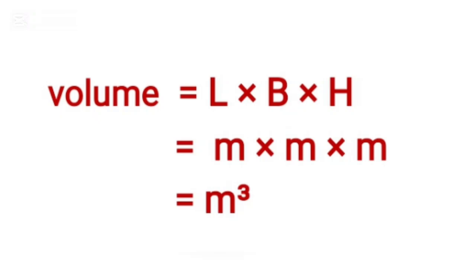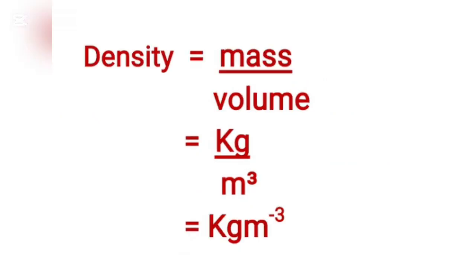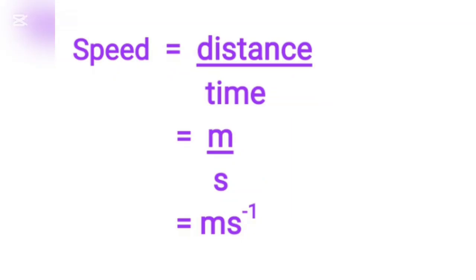Then we have volume. Volume is length times breadth times height, and that will give us meter times meter times meter, which will give us meter cube. Then we have density. Density is equal to mass over volume. Mass is measured in kilogram and volume is measured in meter cube. Putting that together, we have kilogram per meter cube as our derived unit for density. Then let's take speed. Speed is equal to distance over time. Distance is measured in meters, time is measured in seconds, and that will give us meter per second.